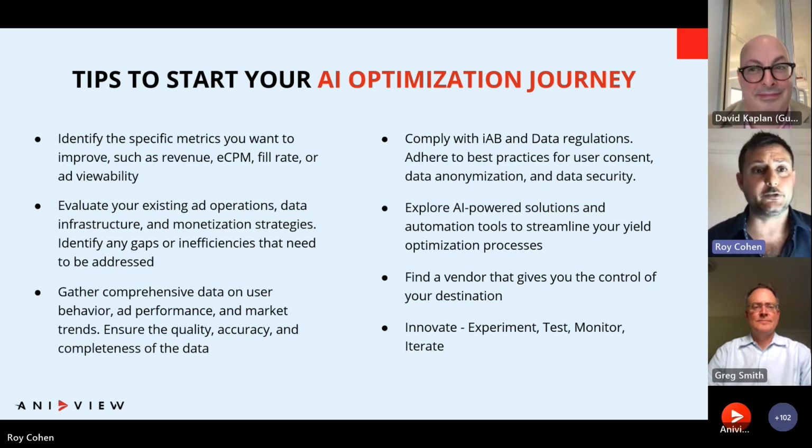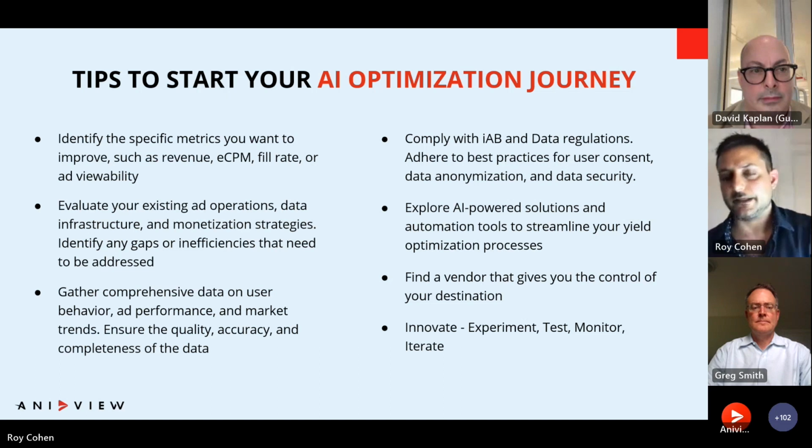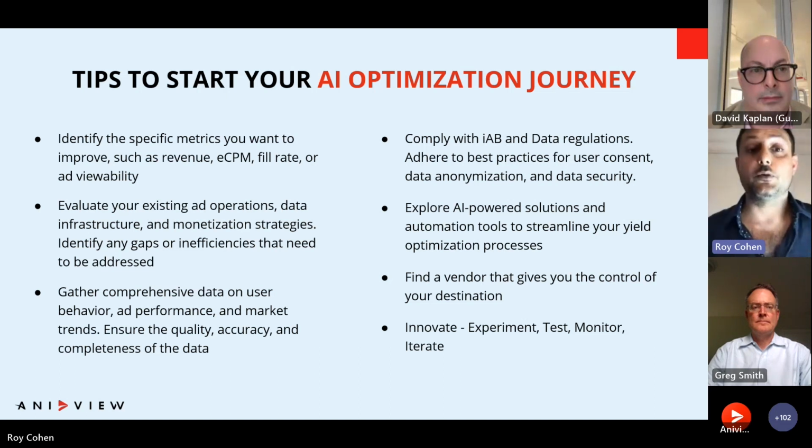Second thing is to evaluate your existing ad operation: what you need to address, and how you need to address it to comply with the IAB, Interactive Advertising Bureau, and data regulation. These are the most important things with AI optimization. And don't forget, because we are still acting with data, you need to comply with everything. So our suggestion is also to be regulated and to work by the book, and don't try to do things that you don't want to do.